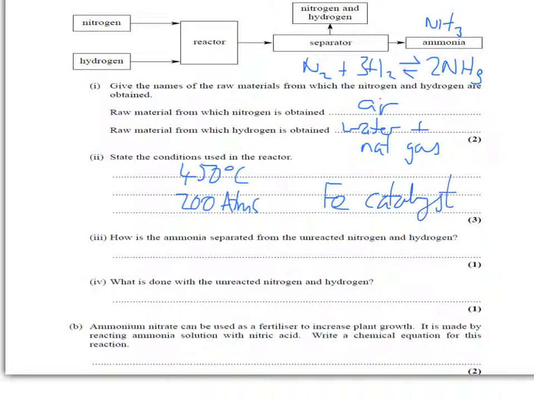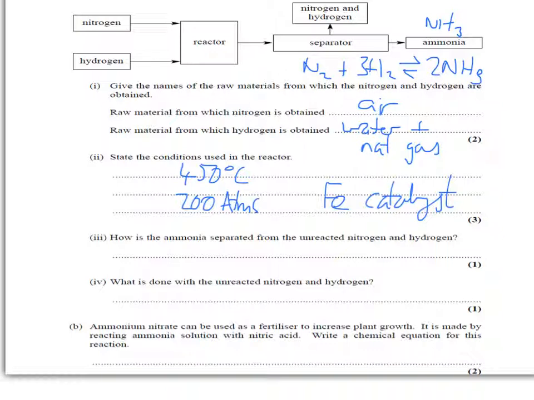So at this point here we have something called a separator. So into the separator go the mixture of nitrogen, hydrogen and ammonia. And we need to obviously separate out the unreacted reactants from our product. So what we do in there is we cool the mixture down. Okay, and as it cools, the ammonia turns from a gas to a liquid. So the ammonia turns into a liquid, so the gases can be separated off and the liquid can be tapped off, and that's the ammonia.